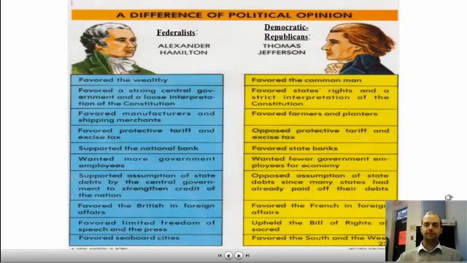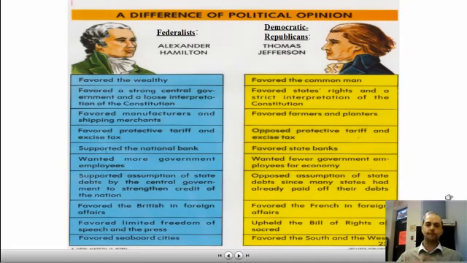I believe that this is in your packet. It just shows the many differences between the two parties. So take a moment, you can hit the pause button, and just look at these two tables. And you need to understand the major differences between the Federalists and the Democratic Republicans.